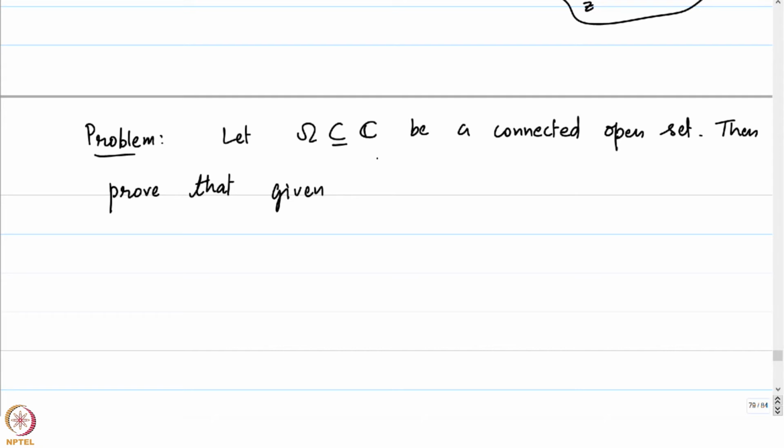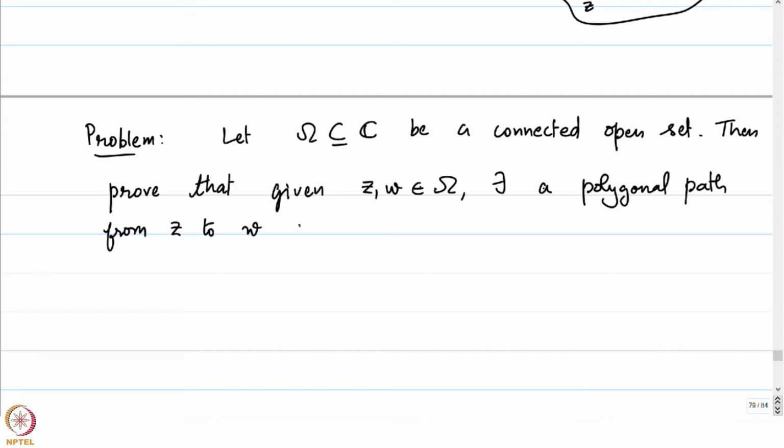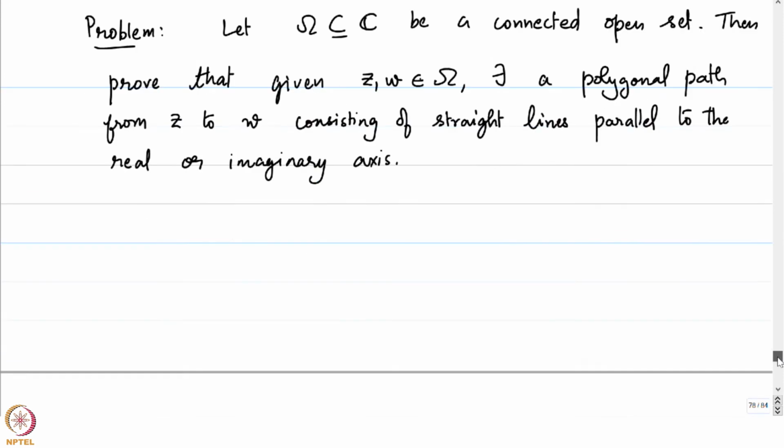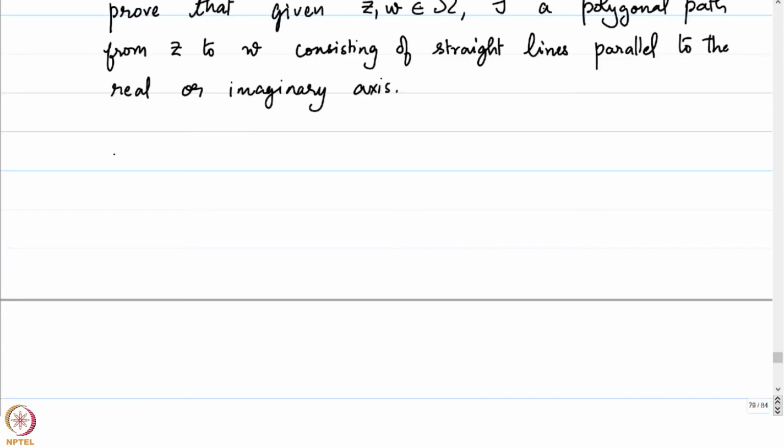So let's prove that given z, w in omega, there exists a polygonal path from z to w consisting of straight lines parallel to the axis, to the real or imaginary axis. Let's give a proof of this.